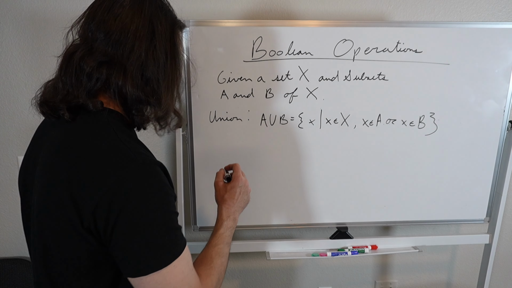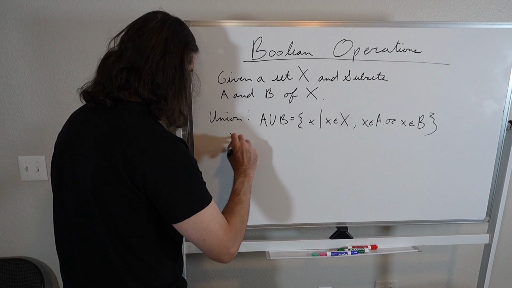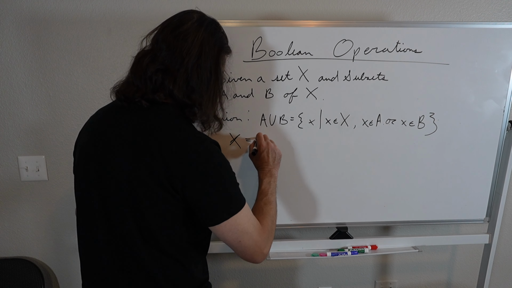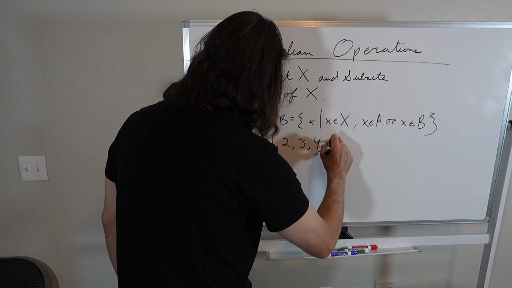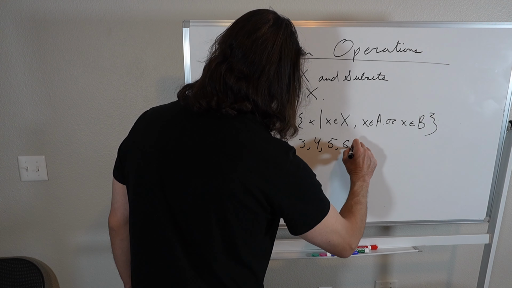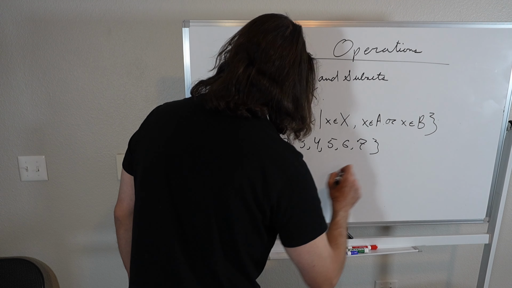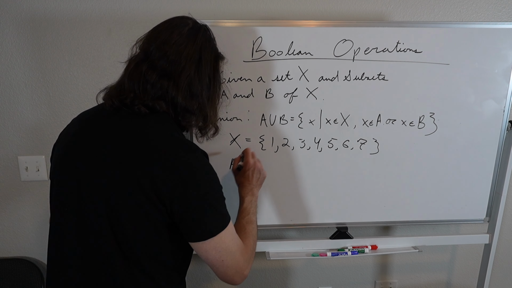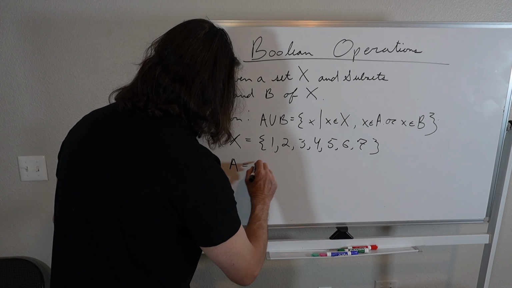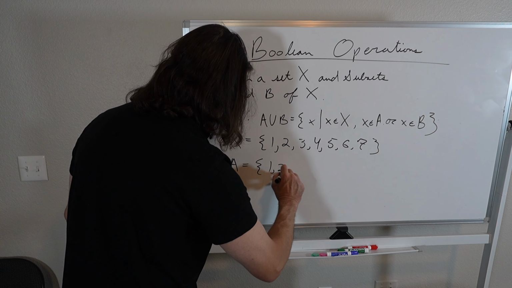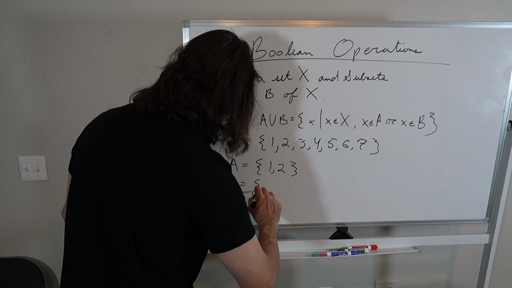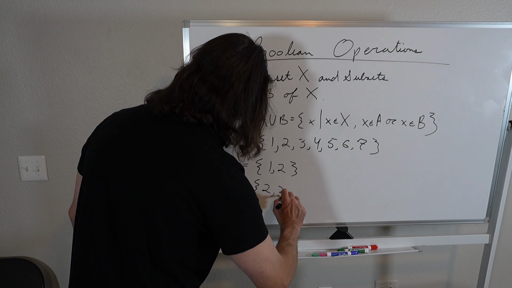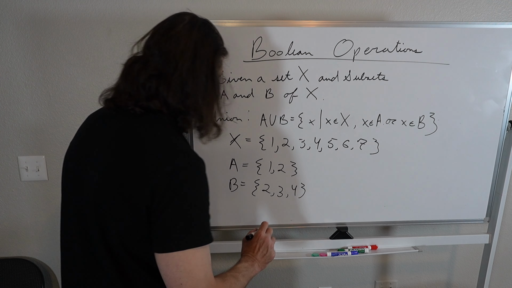So let's do an example. Let's say that I want my universal set, big X, to be the numbers 1, 2, 3, 4, 5, 6, and 7. And let's say A, which here is going to be a subset of X, is just going to be 1, 2. And B is going to be 2, 3, and 4.